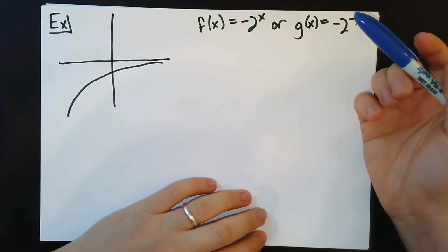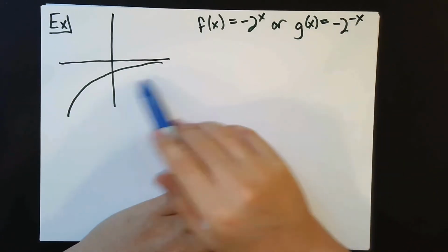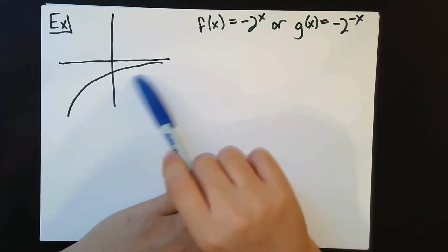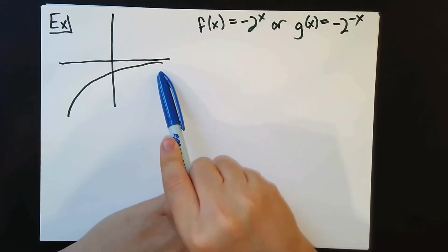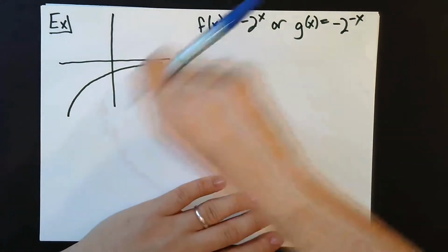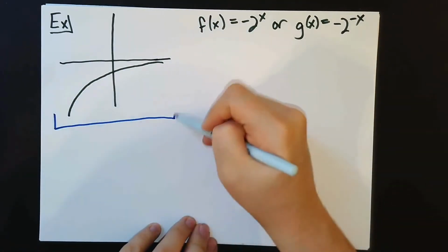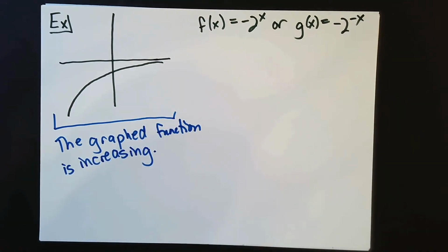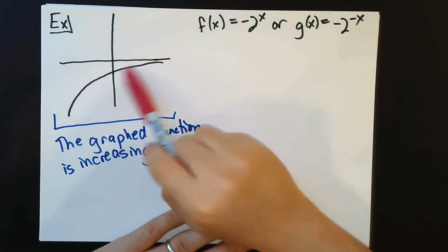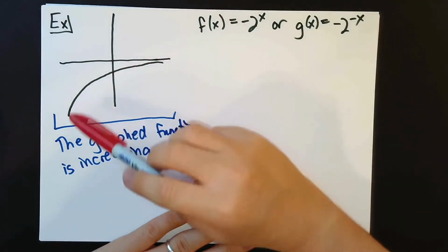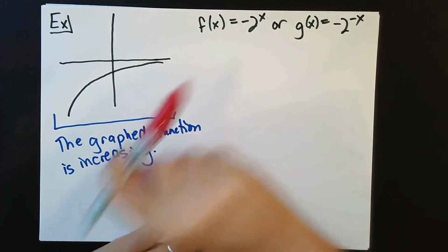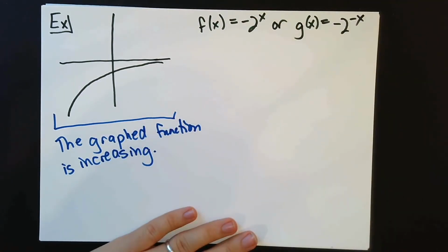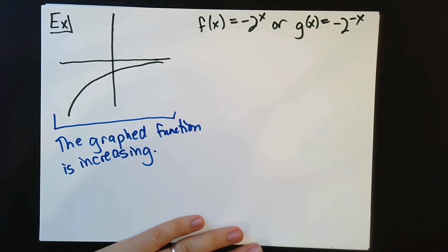Here's one more example of that. So here I have a function, and I want to emphasize this function's negative, but it's still increasing. It's still moving in this direction. Okay. So this function is increasing. The outputs of the graphed function are all negative, but it's still increasing because the graph is still moving in this direction.